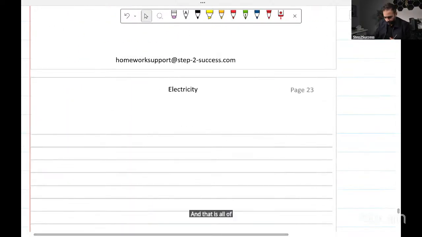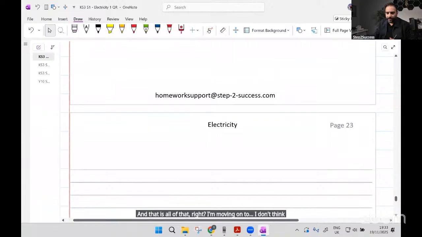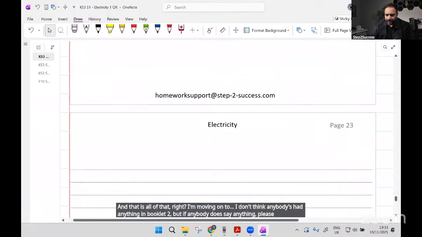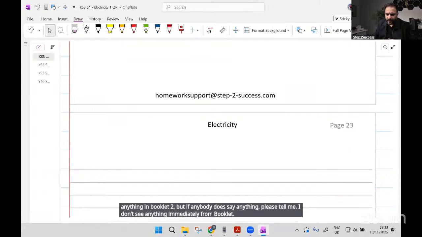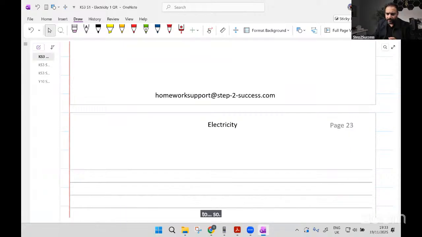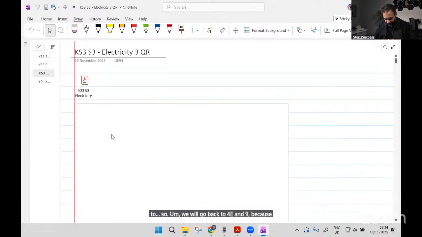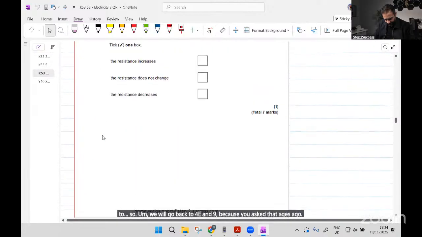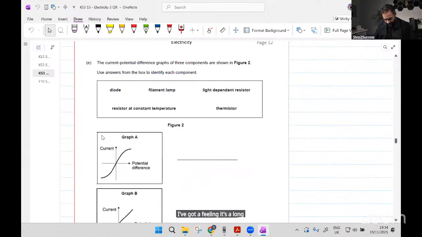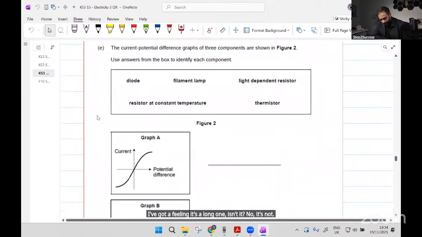Right, I'm moving on to booklet two. I don't think anybody said anything in booklet two, but if anybody does say anything, please tell me. I don't see anything immediately from booklet two. So, we will go back to 4E 9, because you asked that ages ago. I've got a feeling it's a long one, isn't it? No, it's not. I'll just tell you the answer to this.